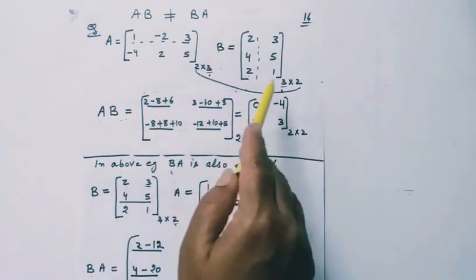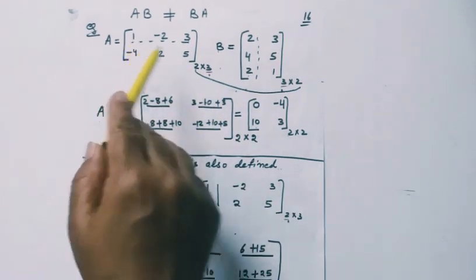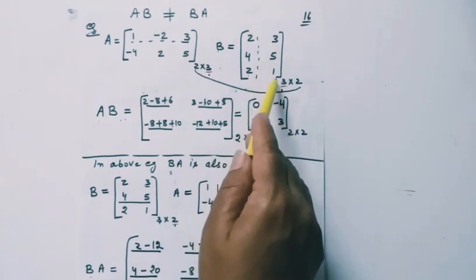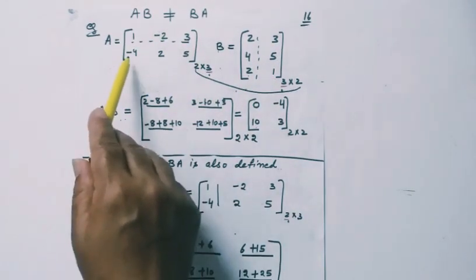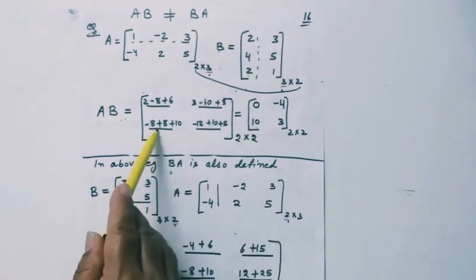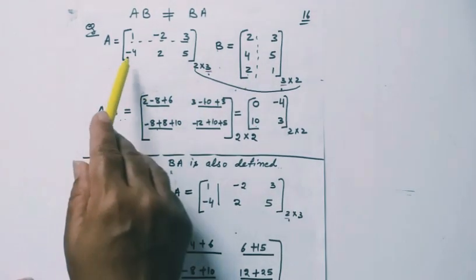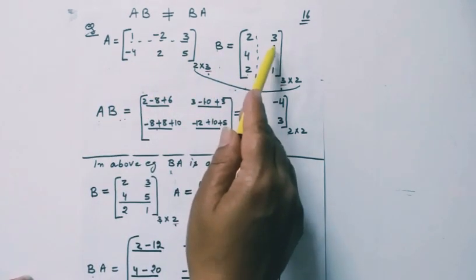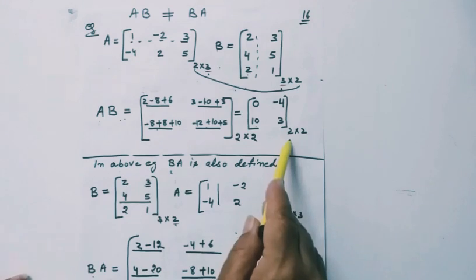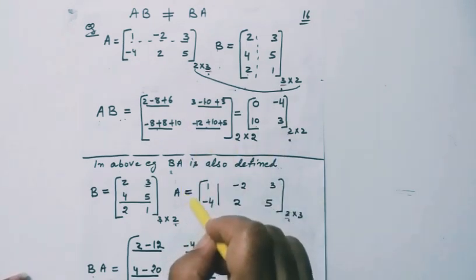Similarly, I fill this element by multiplying the first row of A with the second column of B. I get this. I multiply the second row of A with the first column of B for this element, and I multiply the second row of A with the second column of B to write this element. So I get this result. You can calculate and you can see this is going to be the result.